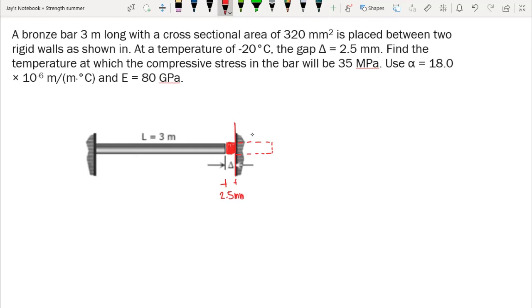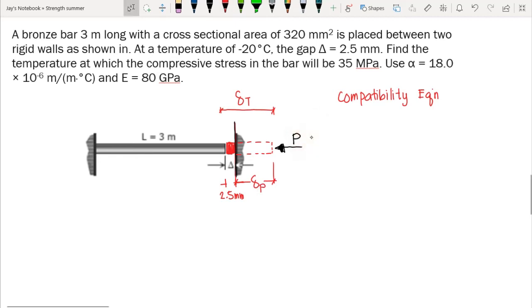So we could say that we have a resisting force P, a counteracting force P, that is responsible why our expansion stops on the wall surface. Let this be our actual load P. If we try to create a compatibility equation, this entire deformation here is the deformation due to temperature, and this deformation is the deformation due to the counteracting load P, or actual load P. So the compatibility equation is: the deformation due to temperature is equal to 2.5 plus the deformation due to actual load P.